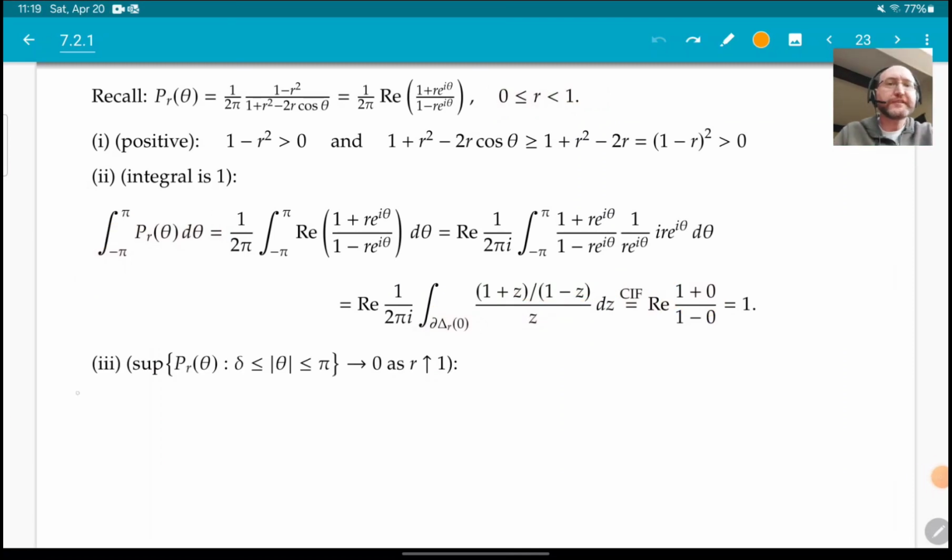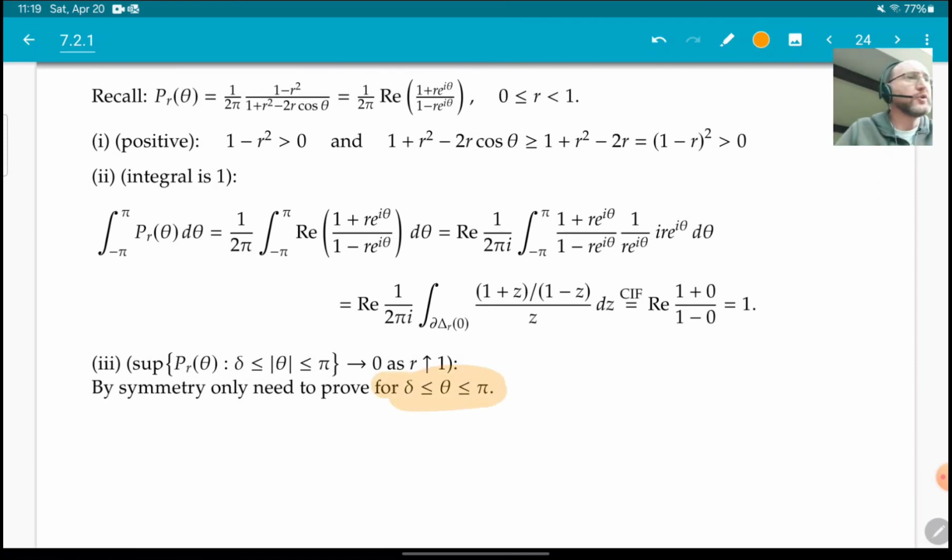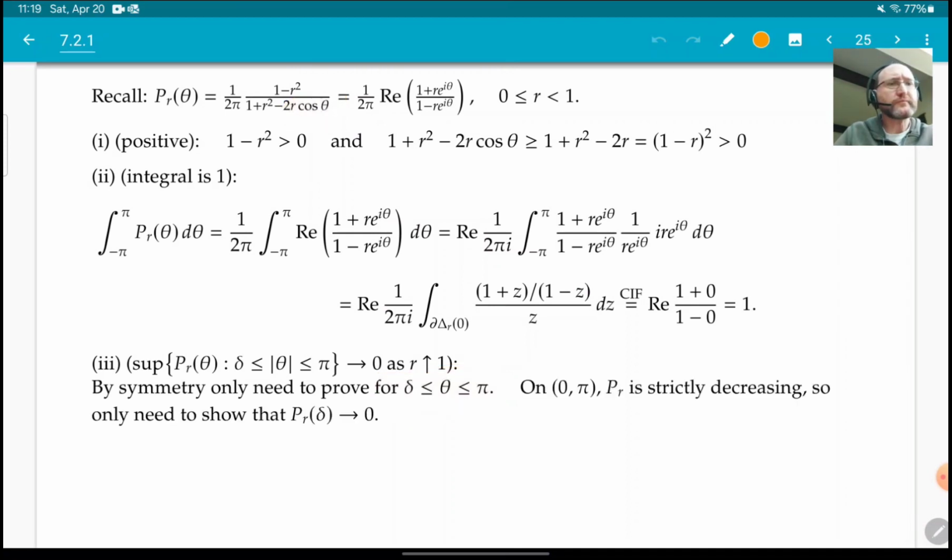All right, so let's look at this uniformity estimate away from 0, when theta is away from 0. First, by symmetry, we only need to look at when theta is between delta and pi, because it's cosine of theta, so this thing is going to be even. Second, if we're computing the supremum, it's enough to look at P_r at delta, because if we start at 0 and go forward, P_r is strictly decreasing.